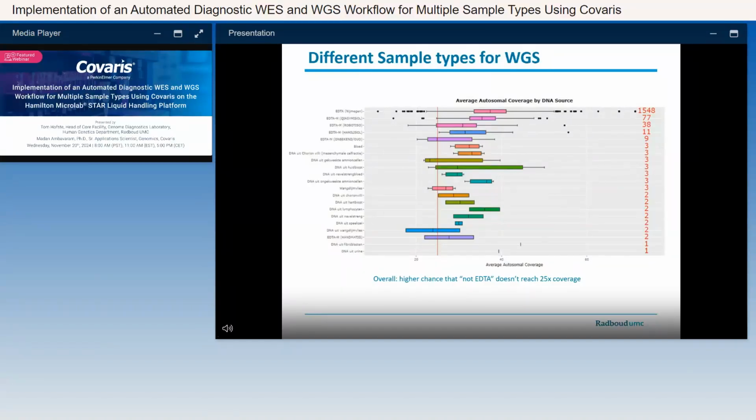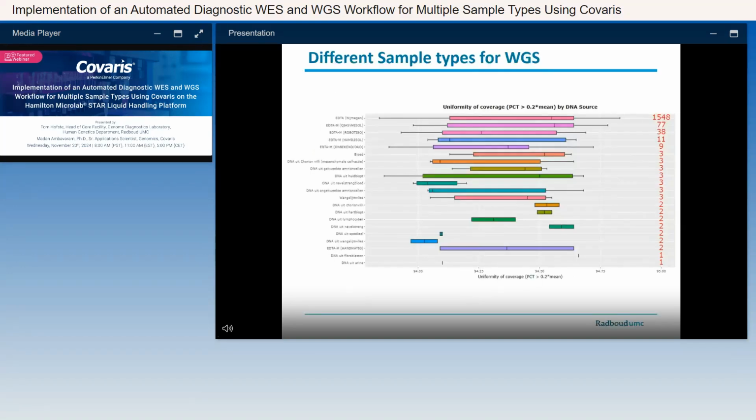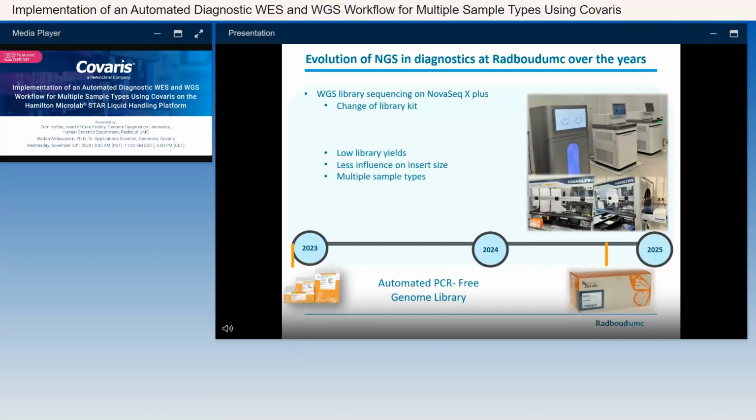We also looked into the insert length for this set of data. And you can see that there is some difference, but not a big difference. So we expect no issues for the insert size at the moment for the segmentation, but we need to repeat this complete test also with the Covaris and the library prep that we use at the moment. When you look at the uniformity of the coverage for the whole genome, it's fine for all different materials. So we expect no issues there.